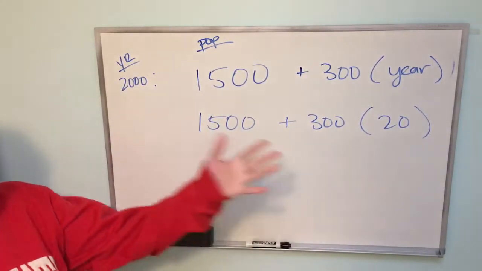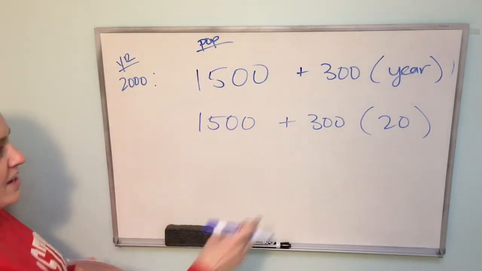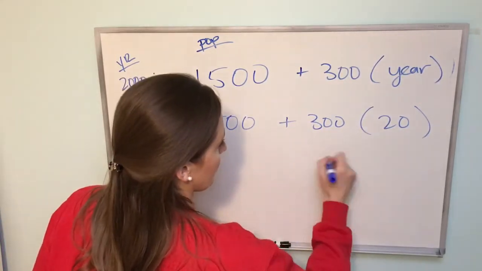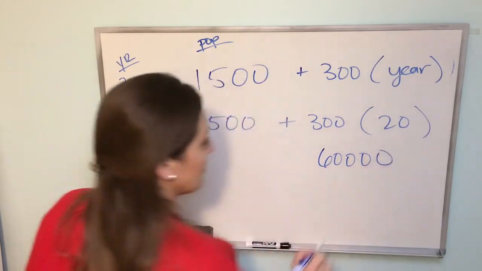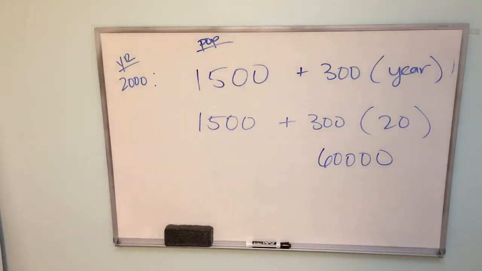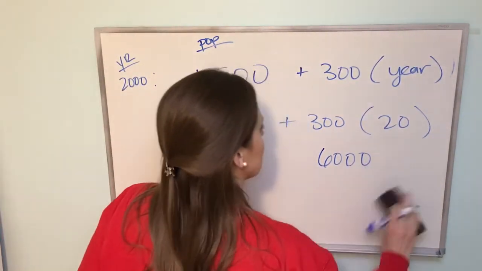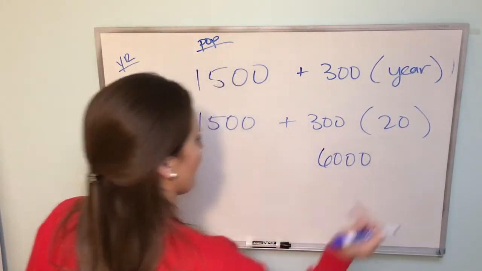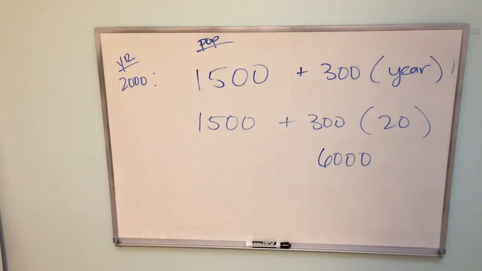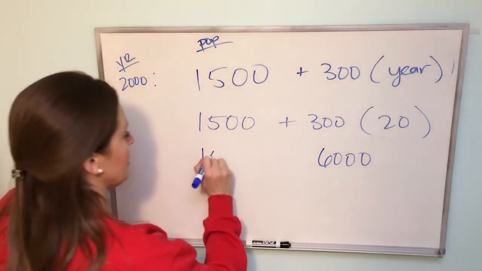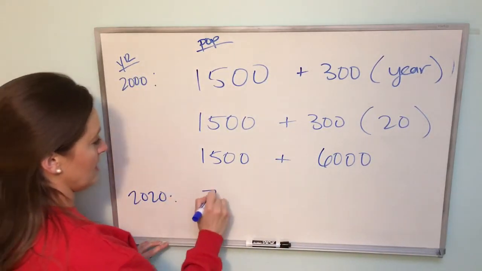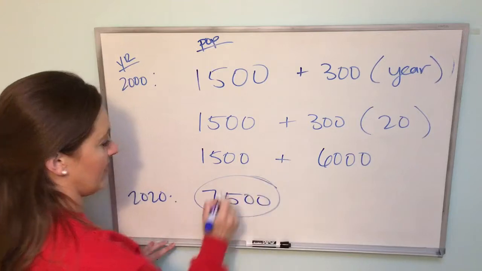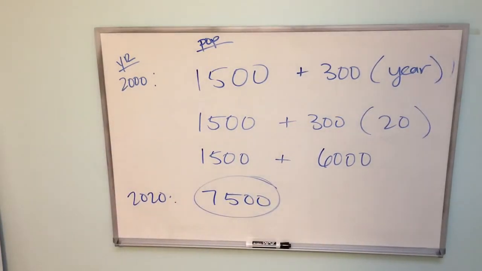From 2000 to 2020. We can say, well, for 20 years, we increased by 300 people. Hey, that's 60,000 people. I had to think about that for a second. Wait, 6,000 or 60,000? No, 3 zeros. Bad teacher. 1, 2, 3. 1, 2, 3. There we go. 6,000 people. Okay, and then just add the 1,500 to it. So the population in 2020 would be 7,500. Whoa, almost fell over there.